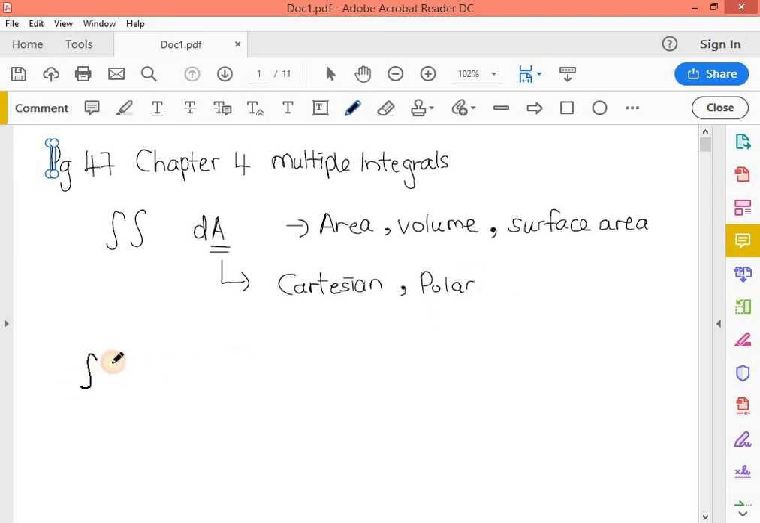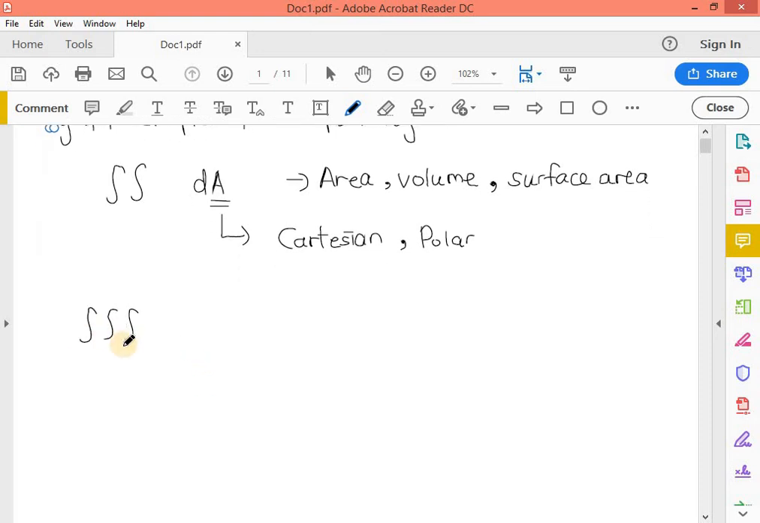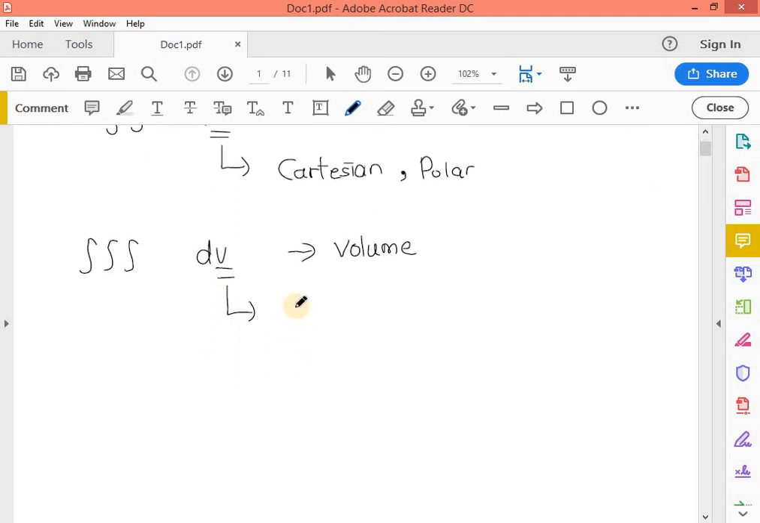Okay, next one will be about the triple integrals. So for triple integrals, you will have three integration symbols, and here normally we write dV. The V actually represents the volume. So we will use these triple integrals to find the volume. Okay, so this means that you can use double integrals or triple integrals to find the volume of a 3D structure. Okay? And in these triple integrals, you are going to deal with three types of coordinate systems.